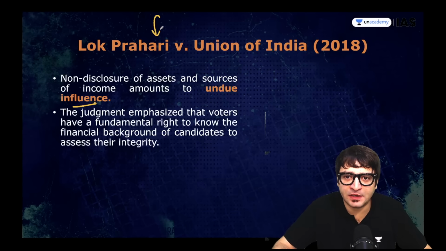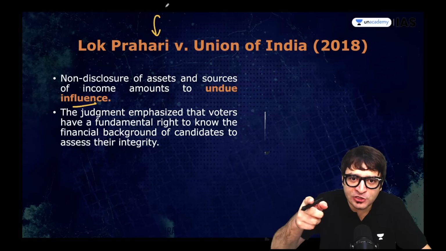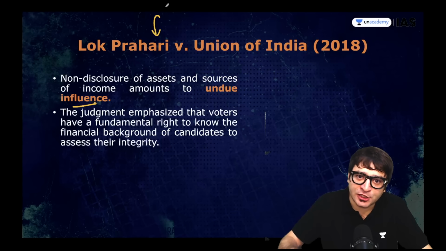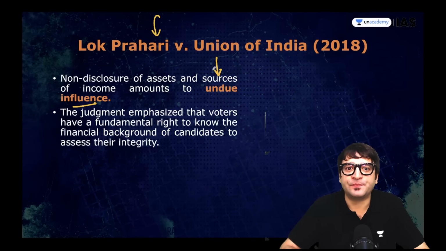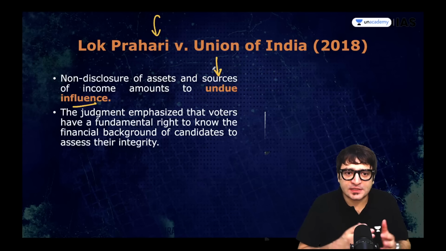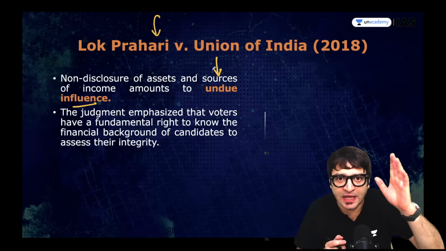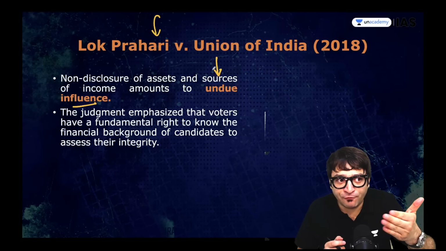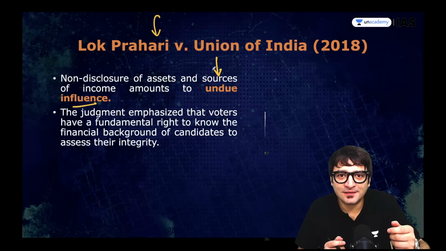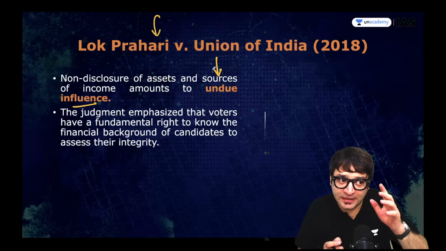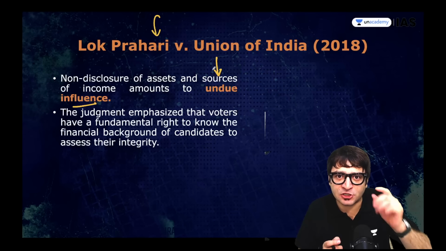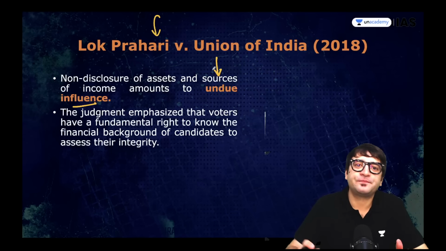Lok Prahari v. Union of India 2018, Supreme Court said yes. If you're not disclosing your assets, if you're not disclosing the sources of income, that amounts to undue influence. Why? Because voters have the fundamental right to know the financial background of the candidates. I need to know from where you are getting the money. What is your source of income? So that I can find out whether you are a person of integrity or not.